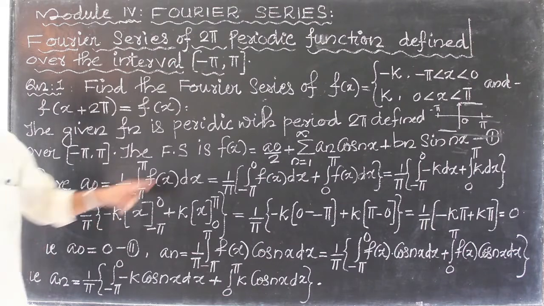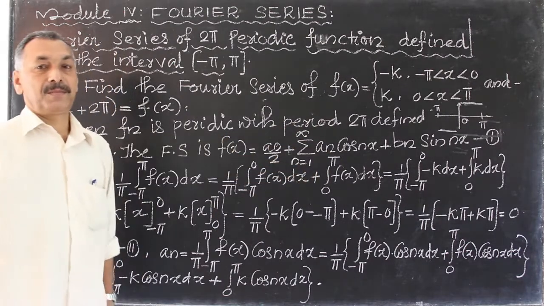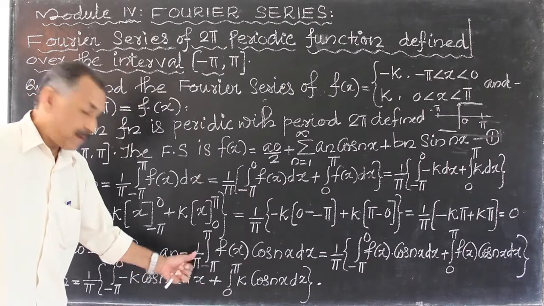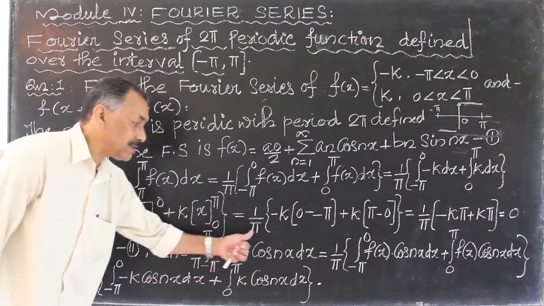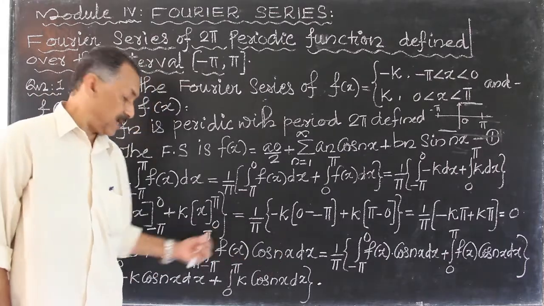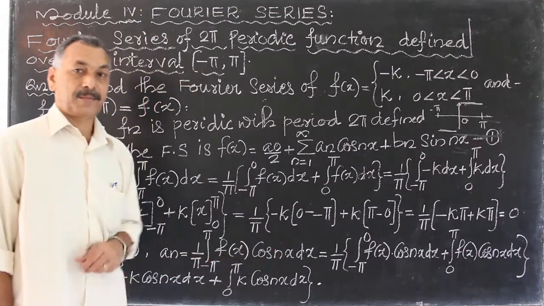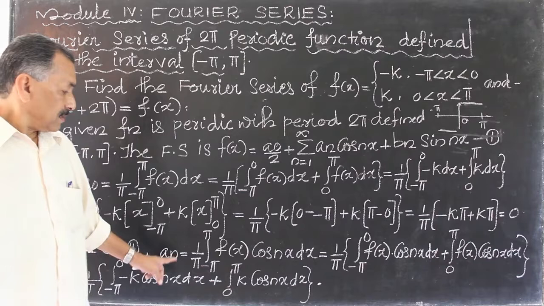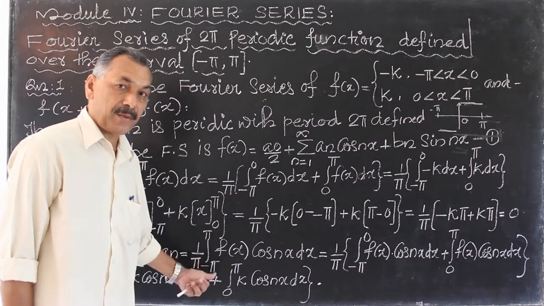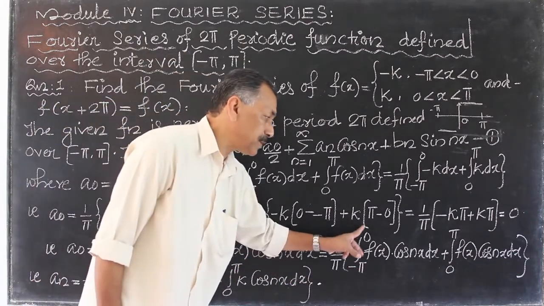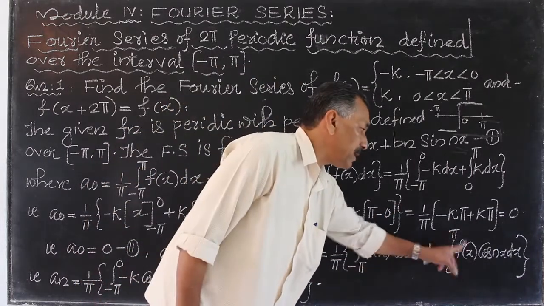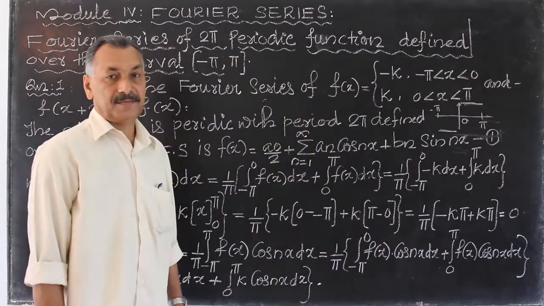Second, the other coefficients a and b. Then what is an? an is equal to 1 by pi integral minus pi to pi f of x into cos nx dx. a1 cos x, a2 cos 2x. That is 1 by pi into integral minus pi to pi, which is integral minus pi to 0 f of x into cos nx dx plus 0 to pi f of x into cos nx dx.